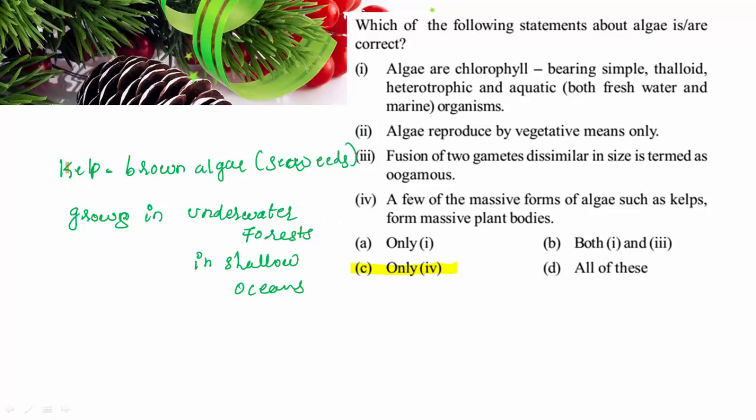So brown algae, commonly called seaweed, grow luxuriantly as underwater forests in shallow oceans. They grow very massively, that is why they are referred to as underwater forests in the oceans. They grow in salt water or marine water. They are commonly known as seaweeds belonging to the group of brown algae, and they represent the underwater forest. So the right statement is only the fourth one.